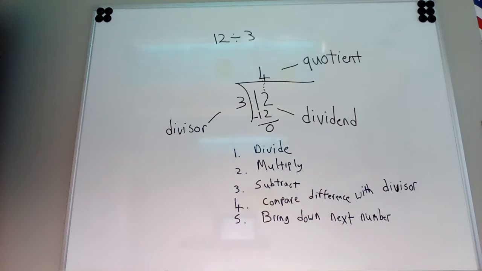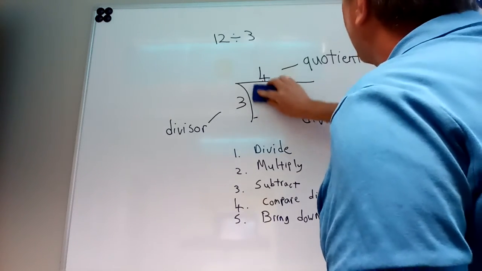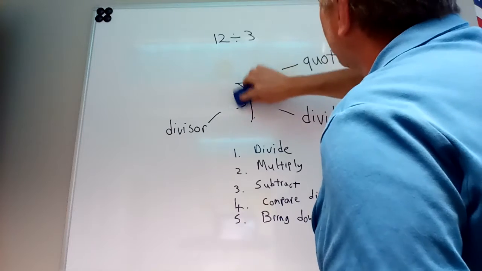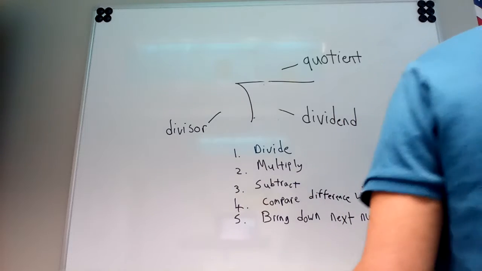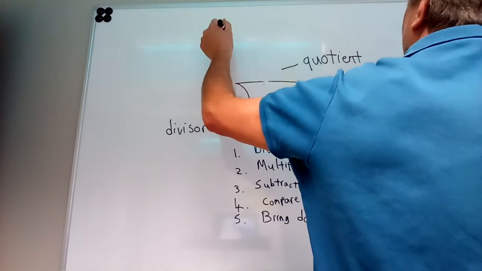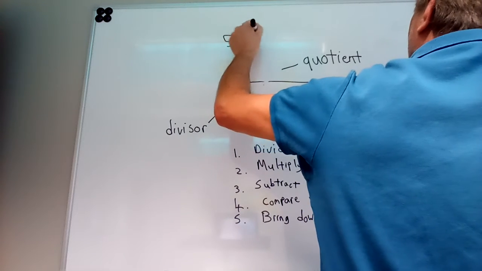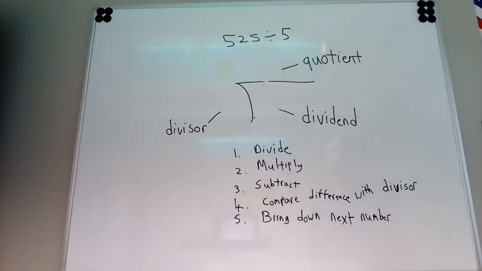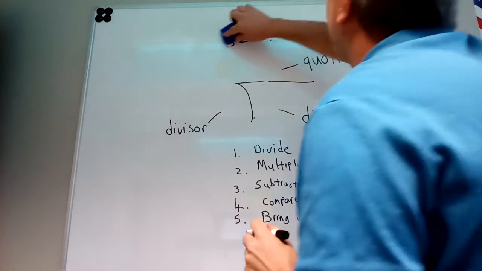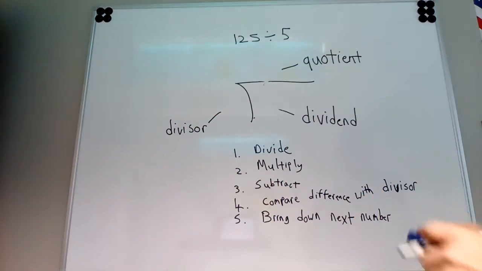Now, if we get a little bigger numbers, let me erase this now. Trying to leave our steps here so you can see our steps in just a moment. But let's go with a number like 525 divided by 5. No, let's not do this. Let's make it a little easier. Let's go 125 divided by 5.